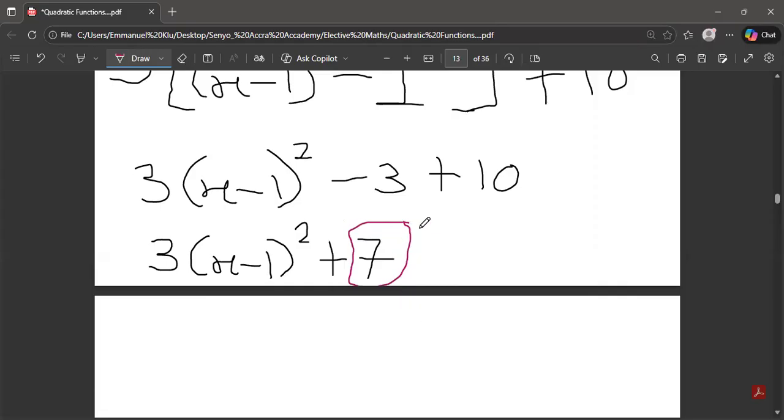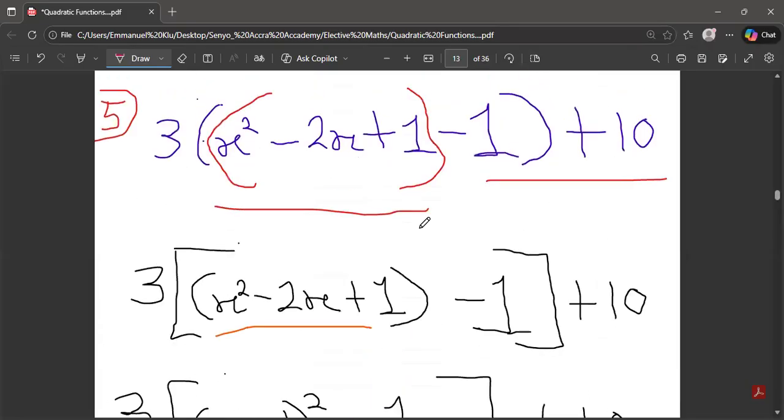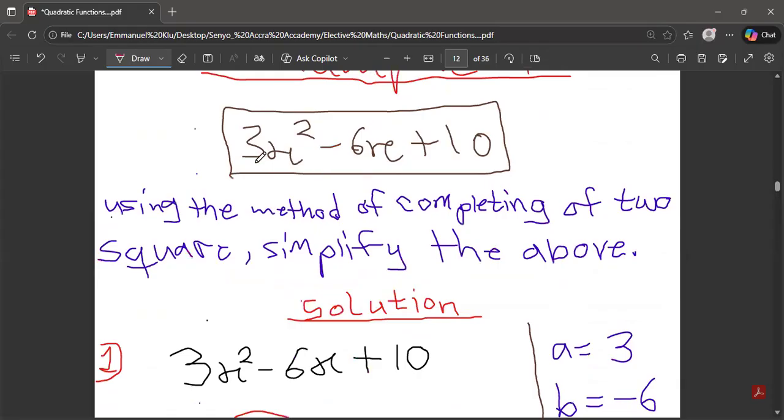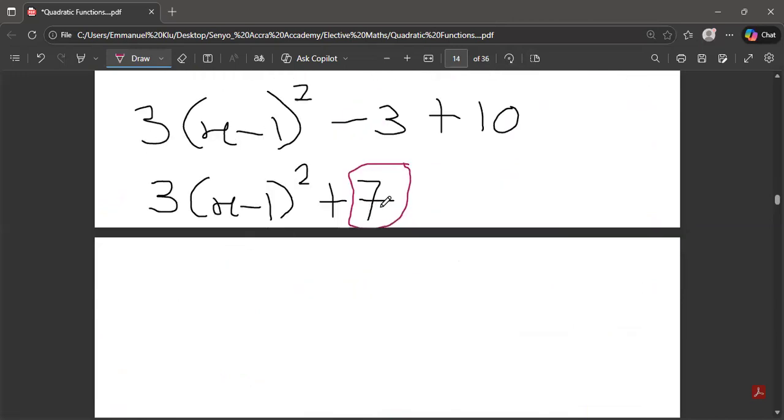So this 7 that I have circled is the value at which the graph is either going to become maximum or minimum. Quickly tell me from our main equation, looking at the equation, is this graph going to be a minimum or maximum graph? Minimum. So this graph is going to be a minimum graph, and the minimum value is 7.